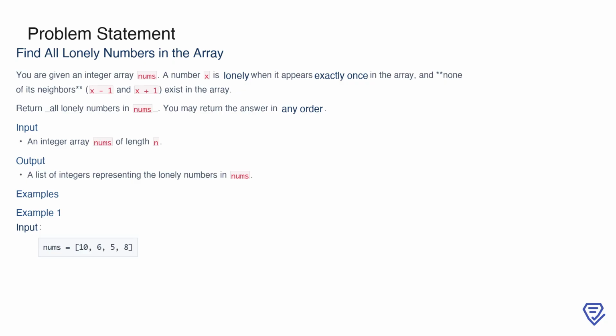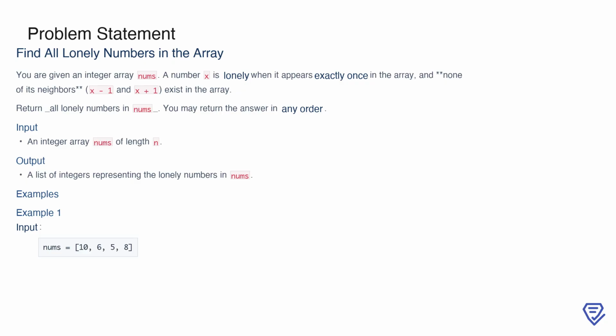called nums. A number is considered lonely if it meets two specific conditions. First, it appears exactly once in the array, and second, none of its neighbors, meaning the numbers immediately before it, x minus 1, or after it, x plus 1, exist in the array. The goal is to identify all such lonely numbers and return them as a list.